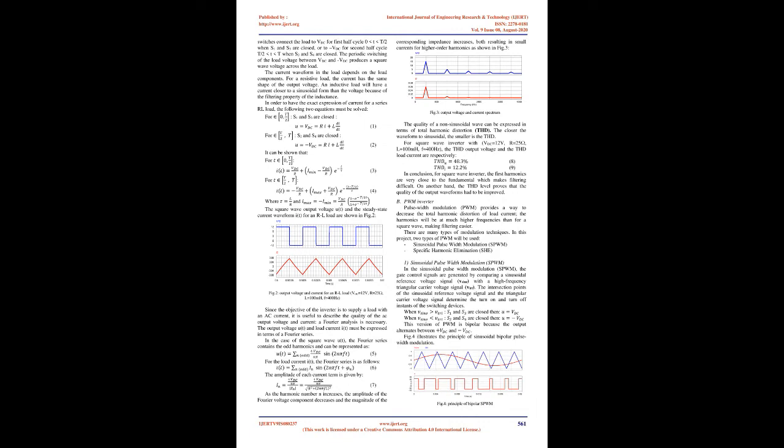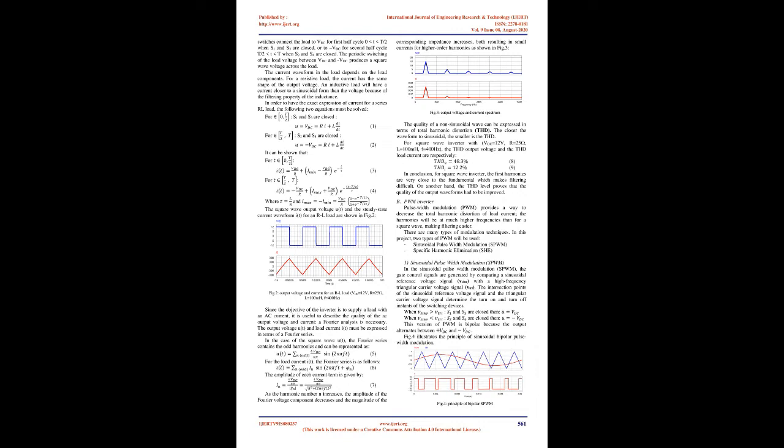The square wave inverter. The simplest switching scheme for the full bridge converter produces a square wave output voltage. The switches connect the load to +VDC for the first half cycle, 0 to T/2, when S1 and S3 are closed, or to -VDC for the second half cycle, T/2 to T, when S2 and S4 are closed. The periodic switching of the load voltage between +VDC and -VDC produces a square wave voltage across the load.